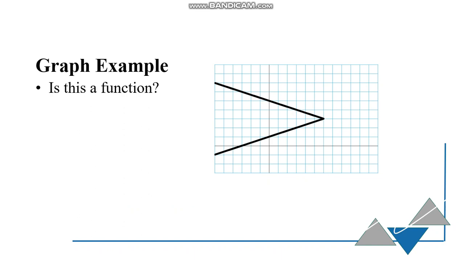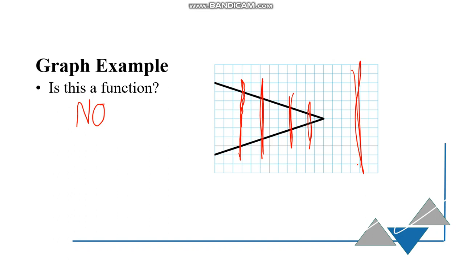Is this a function? No. For a graph, we can look at our vertical line test. That's supposed to be a straight up and down line, right? Any straight up and down line that I draw, if I can hit the graph more than once, it's not a function. If I hit it no times, that doesn't matter. But if I can hit it more than once, it's not a function. So this is not a function.